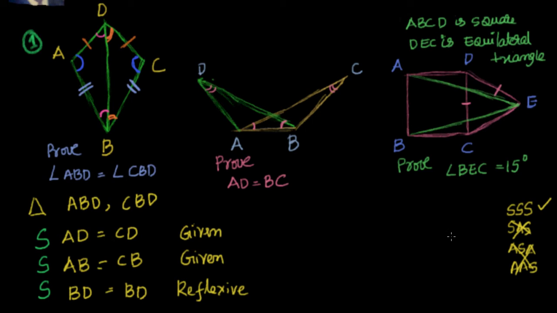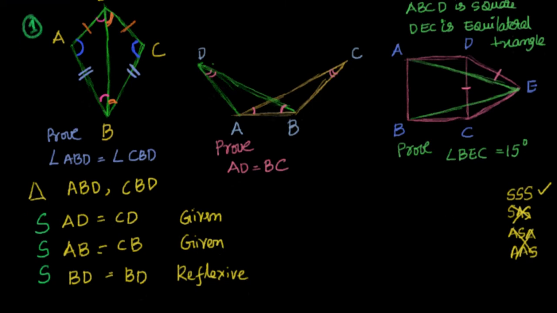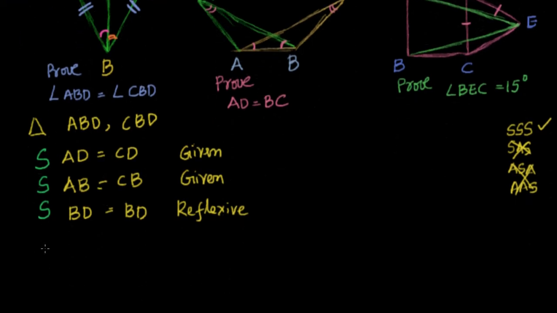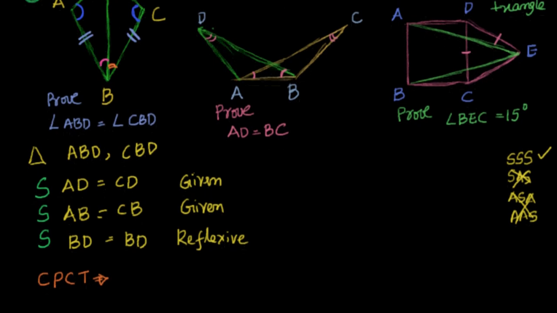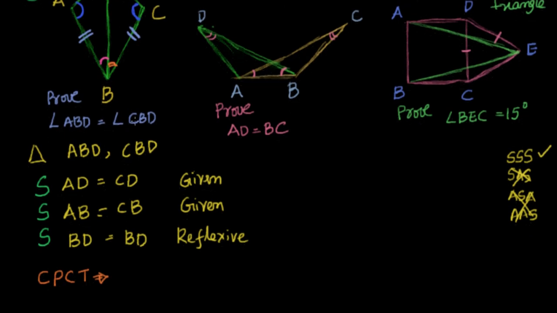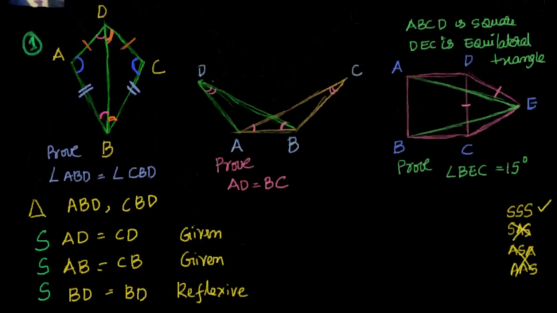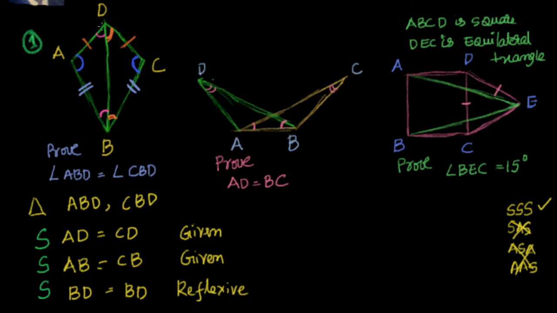Okay, after that what will you write? If you have to prove something, you will write corresponding parts of congruent triangles. What's the meaning of that? Now I have already proven that these two triangles are congruent. Do you want more information to be given? Yes. He said prove angle ABD equal to angle CBD. Angle ABD is equal to angle CBD. Correct, right?